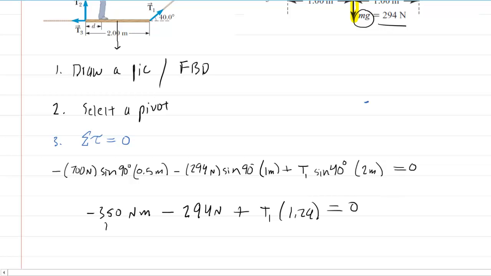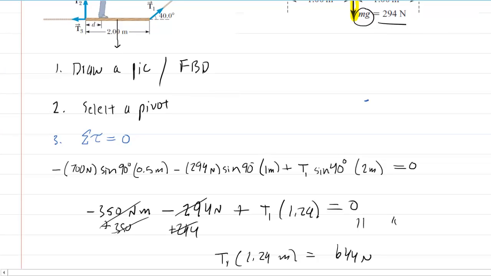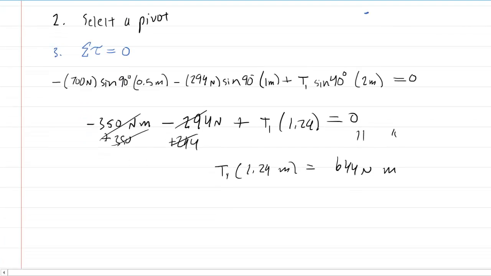You'll add these two forces to both sides of the equation. So we'll do the same thing over there. They're going to cancel out here. You'll have T1 times 1.29 meters equals, so adding the 350 and the 294 gives you 644 newtons. Excuse me, that would be Newton meters. And then divide both sides by the 1.29 meters. And when you do that, you will get T1 equaling about 501 newtons. So that would be the correct answer for T1.